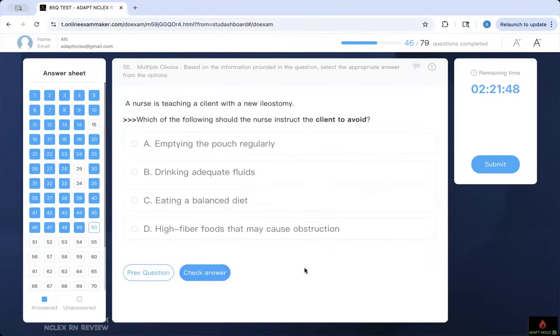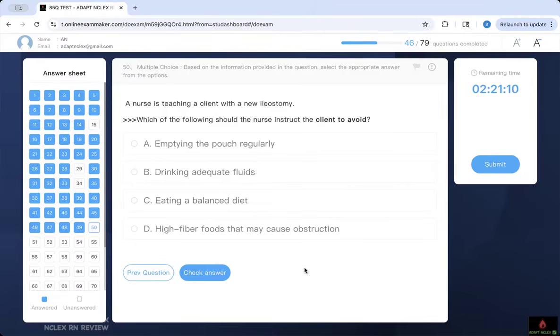And then a nurse is teaching a client with a new ileostomy. New ileostomy. What do you think? It's body image. Which of the following should the nurse instruct the client to avoid? Empty the pouch regularly, drinking inadequate fluid, eating a balanced diet, and high fiber food that can cause obstruction. I intentionally put it there to help you think. Most people will remove the high, but this question is designed to test your knowledge that if I put high fiber food, don't pick it.